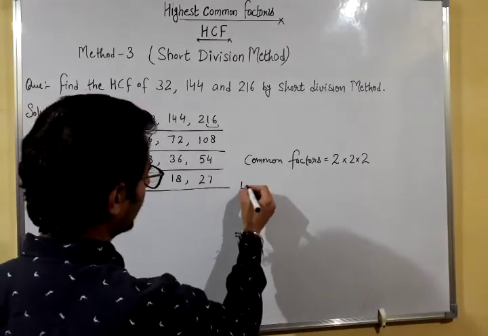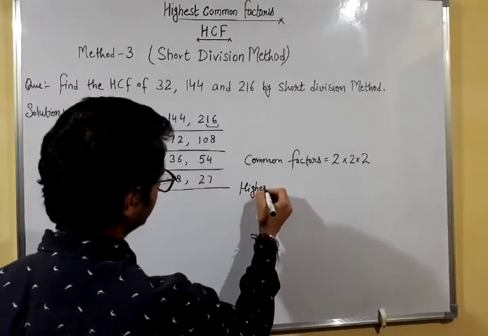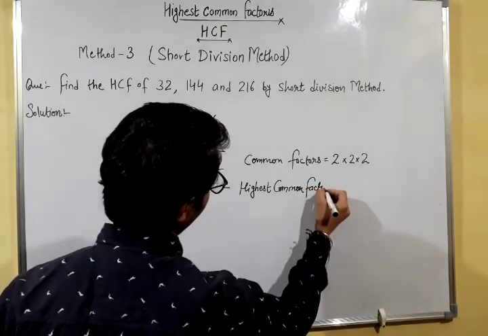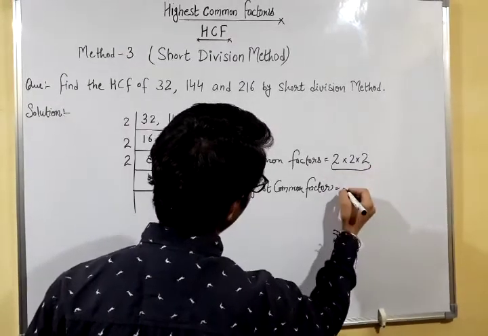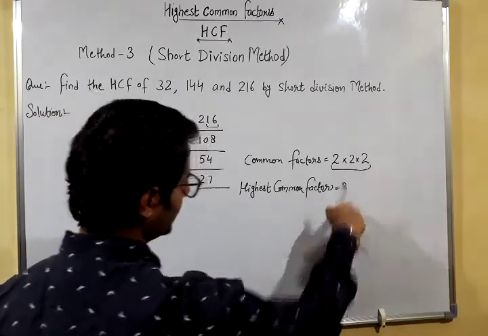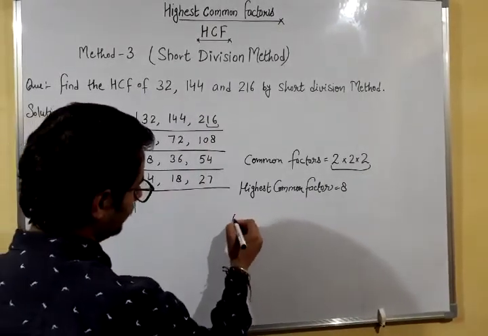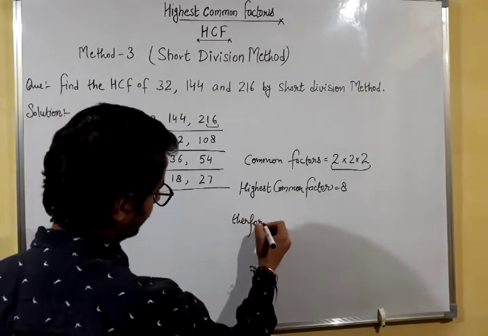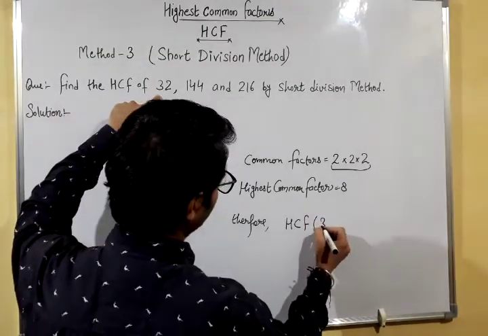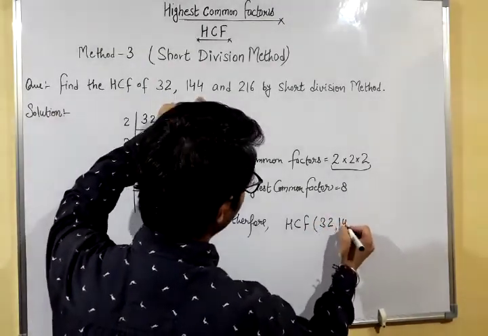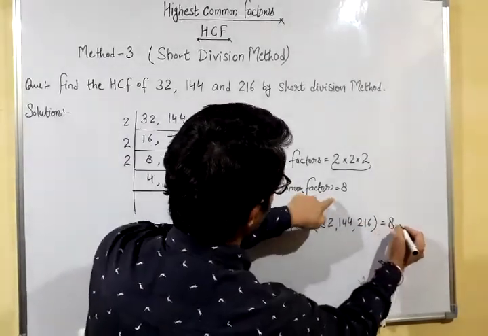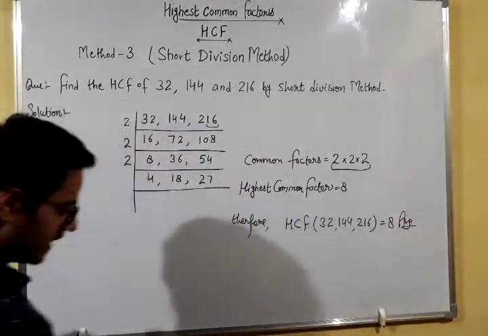Therefore it is also your highest common factor, and it is equal to 2 multiply by 2 multiply by 2, which is equal to 8. When 2 is multiplied 3 times, its answer will be 8. Therefore, the highest common factor of 32, 144 and 216 is equal to 8, and this will be your required answer.